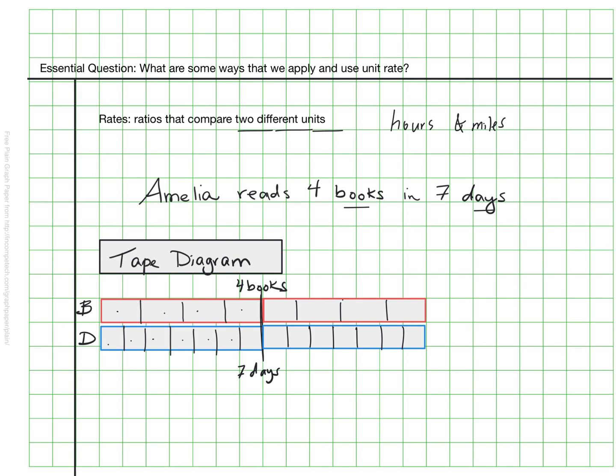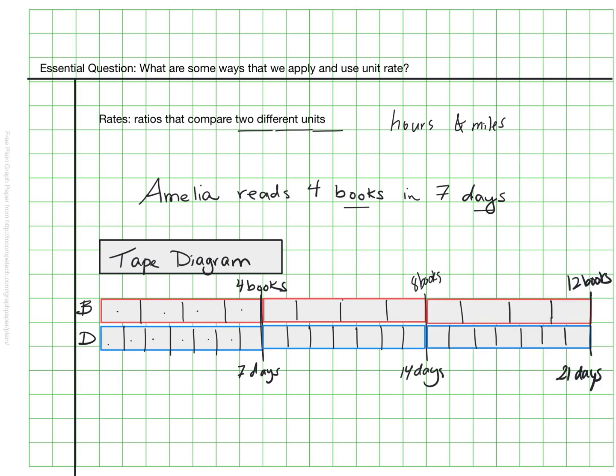I know that if I draw the same pair again, I'd be able to say, well, she then can read 8 books in 14 days, right? And it can show me that rate growing. And I could keep this going, as long and as far as I needed to help me interpret the rate. It's similar to a ratio table, which we've worked with before, but it's just a different visual. And we like to provide different options for folks who might like one visual over the other.